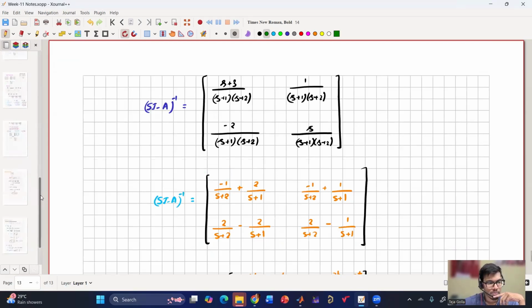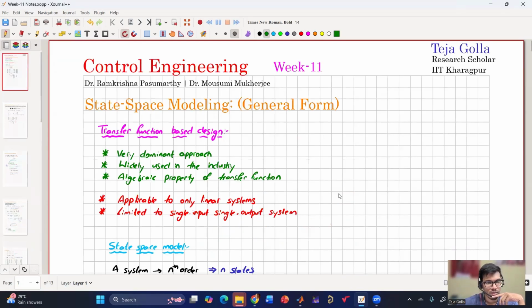So I'll quickly summarize today's session. Today's session is about state space analysis. First, we started with why transfer function based design has a few drawbacks. First, what are the advantages? It has been widely used in the industry and it is also easy to use because of the algebraic property, and it is also a very dominant approach. However, it is only limited to linear systems and also limited to single input, single output systems.